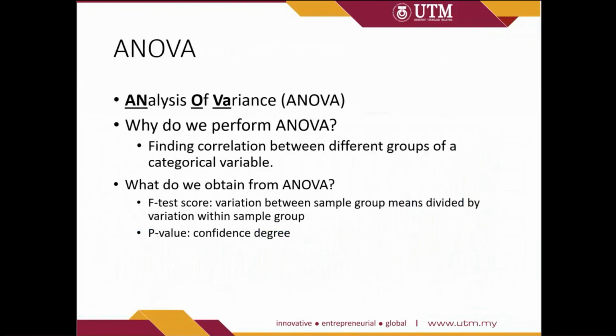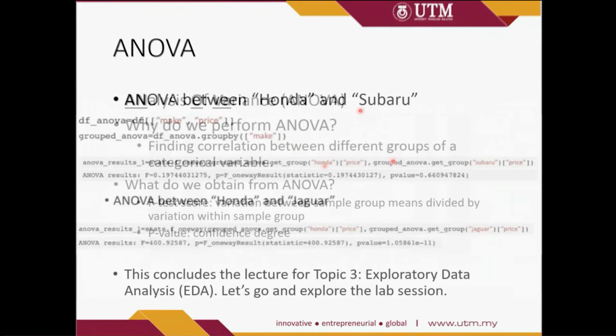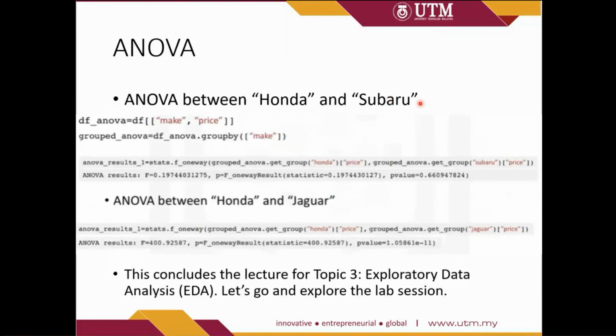ANOVA is a statistical test that stands for analysis of variance. ANOVA can be used to find the correlation between different groups of a categorical variable. Now, let's perform an ANOVA test to see if our intuition is correct. In the first line, we extract the make and price data, and then we group the data by different makes. Then the ANOVA test can be performed in Python using the f_oneway method here.